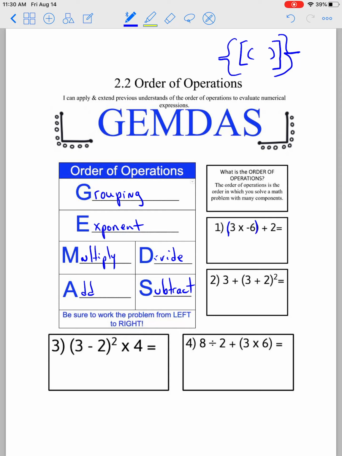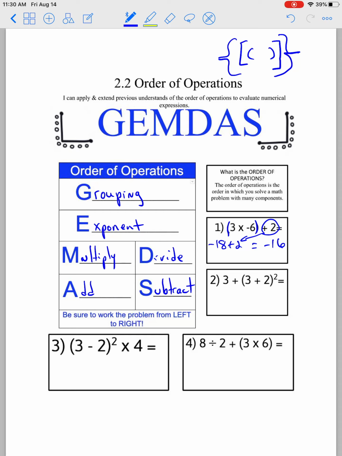Number one, is there grouping? Yep. 3 times negative 6. That's a negative 18. Bring this down. Plus 2. Negative 18 plus 2 is negative 16.